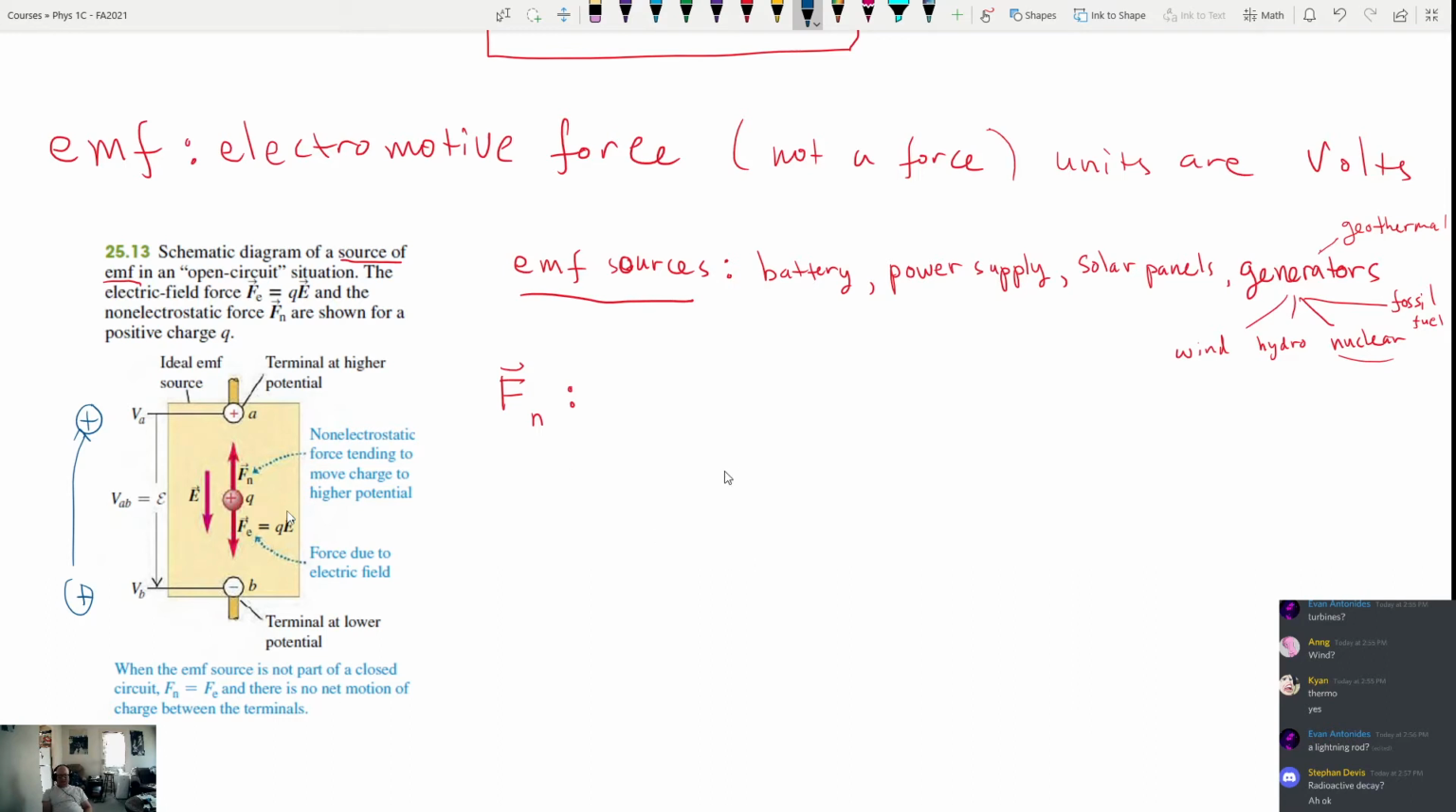So let's draw a circuit now. In a circuit, you're going to have your battery with its positive side and its negative side. The battery is going to be connected up to something. So let's say, for example, that we connect our battery up to a light bulb. So here's our light bulb.